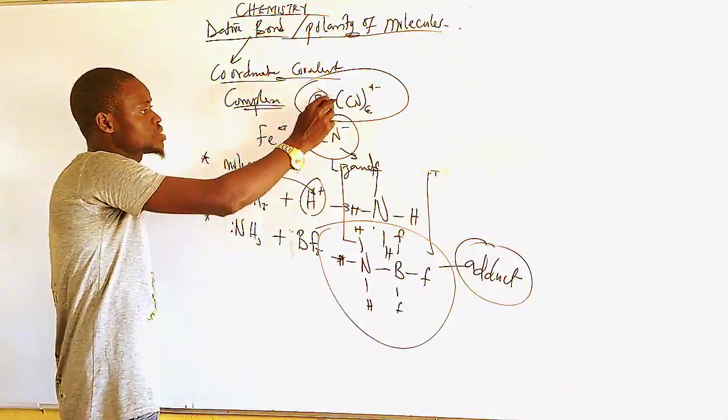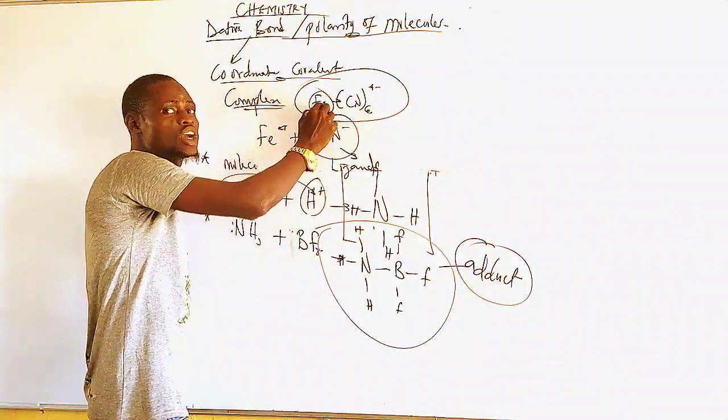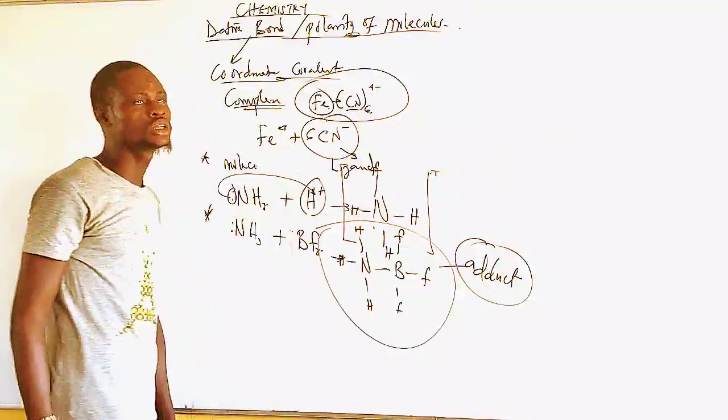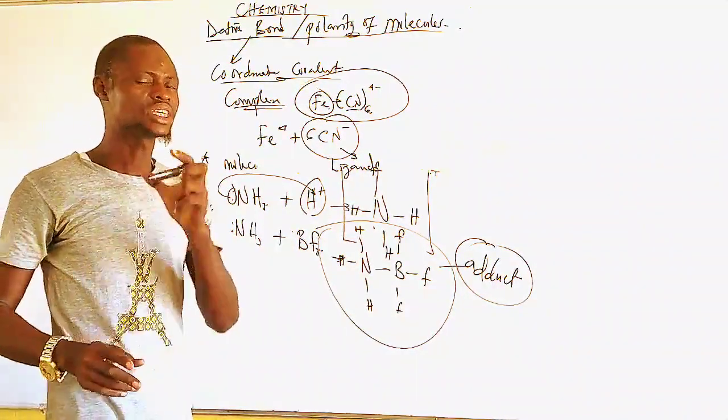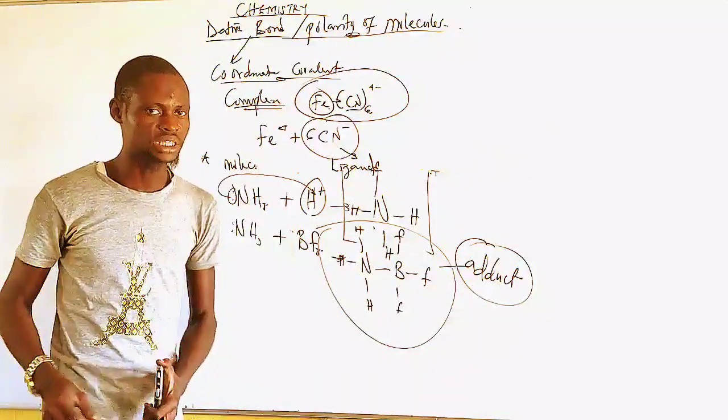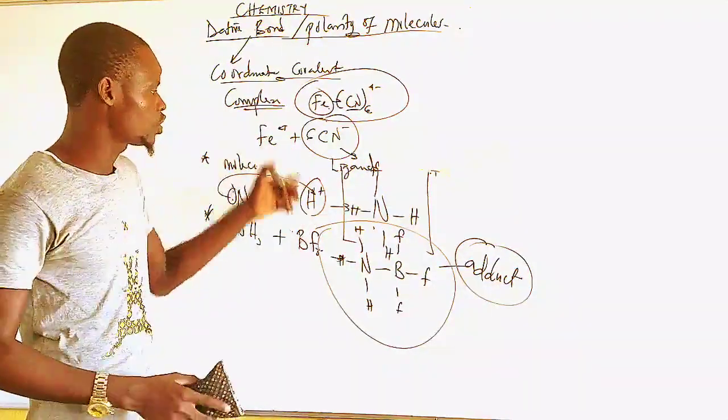The bonding that exists between the iron ion and the cyanide ion is otherwise known as coordinate covalent bonding. This is one of the major important things I want you to know about that. Now, please take note of all this down.